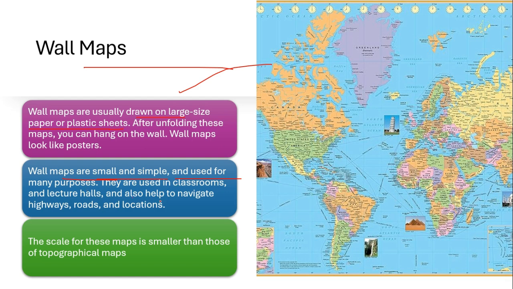This can help us to navigate highways, roads and locations situated at different places on Earth. With the help of these maps, we can identify any specific country, like where it is situated on a world map. The scale for these maps is smaller than those on topographical maps. So wall maps have a very small scale, because they represent a larger area.